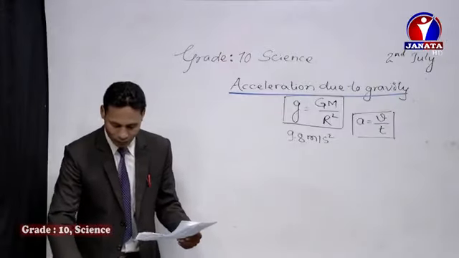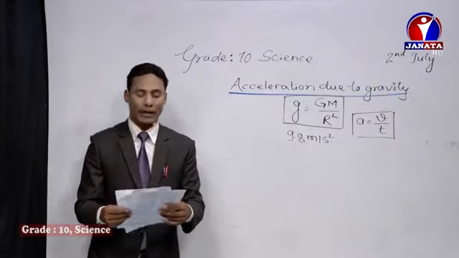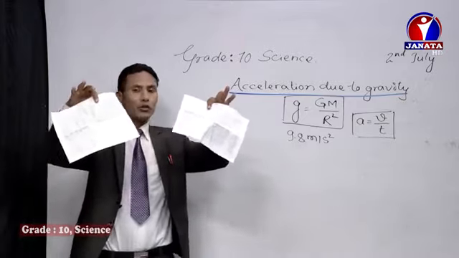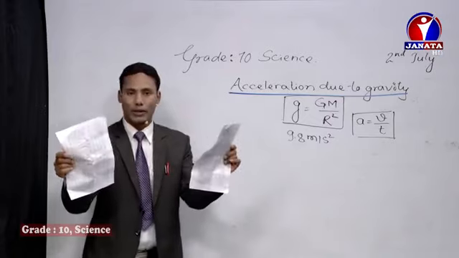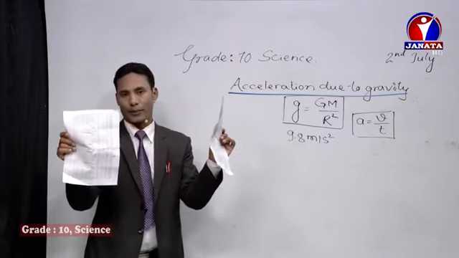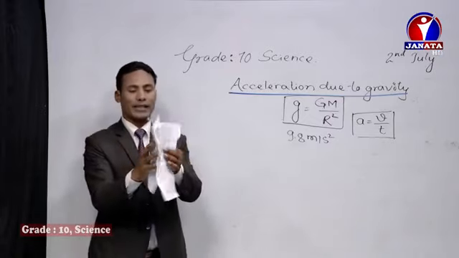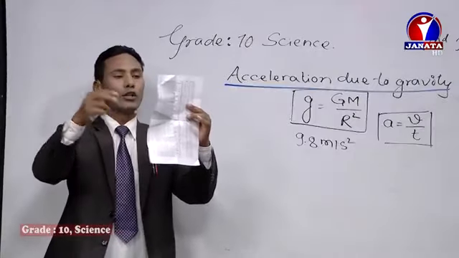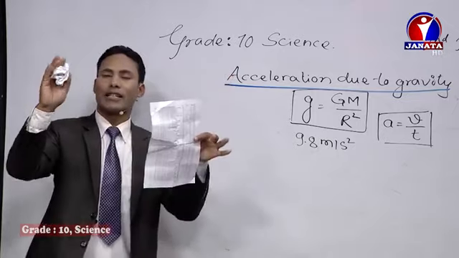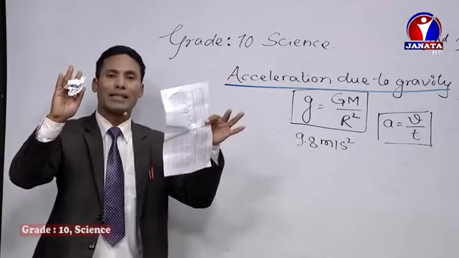That is independent of mass. Acceleration due to gravity is independent of mass. So here I have two identical sheets of paper. Identical sheets mean the mass is also the same and the dimensions are also the same, right? If I squeeze this one, I have made a squeezed paper. So this one is the sheet and this one is the squeezed paper. The mass is similar.